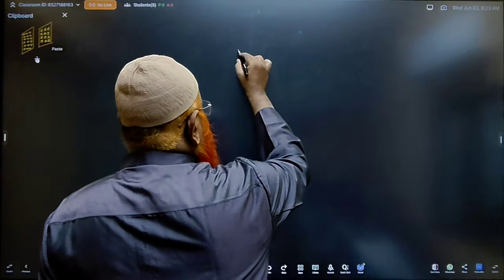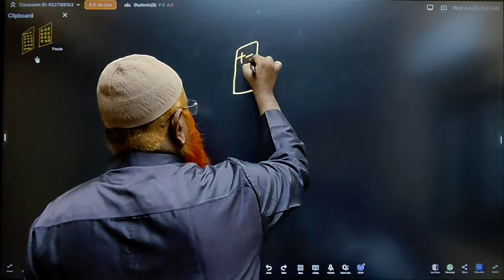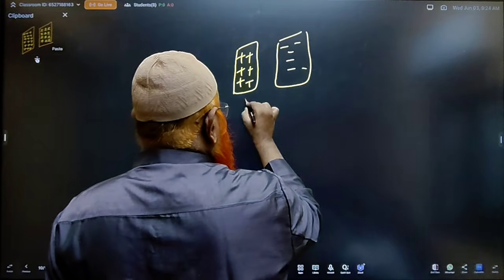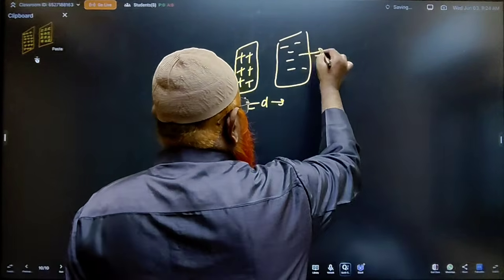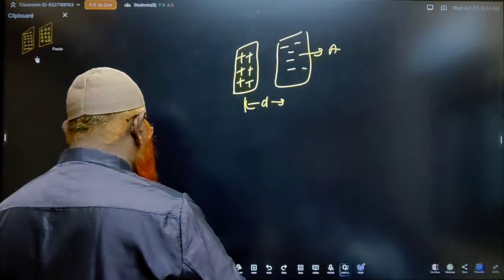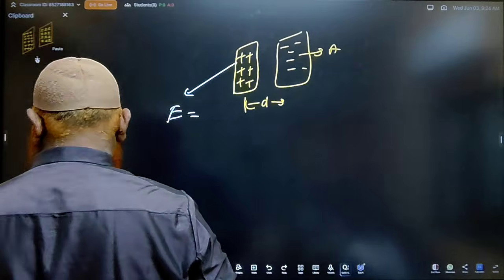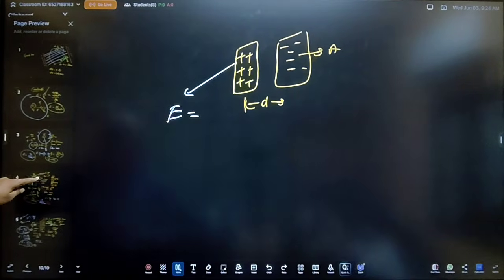So in a capacitor, what is present? One positive plate and one negative plate, the distance between the two plates is d, and the surface area is A, and this is a charged plate whose electric field intensity is how much? What is the electric field intensity of a charged plate?